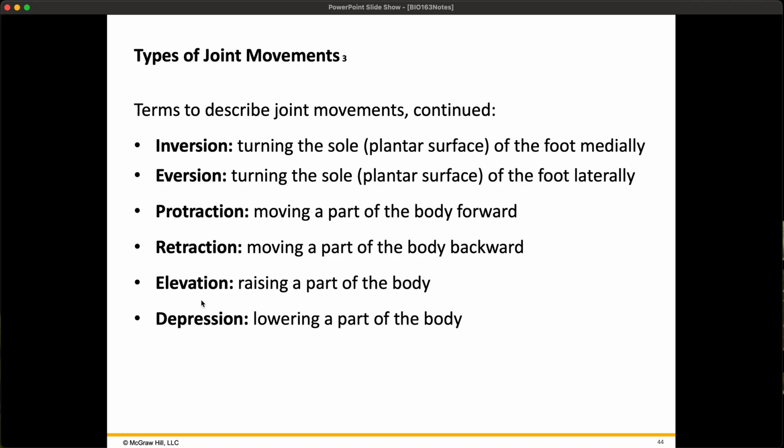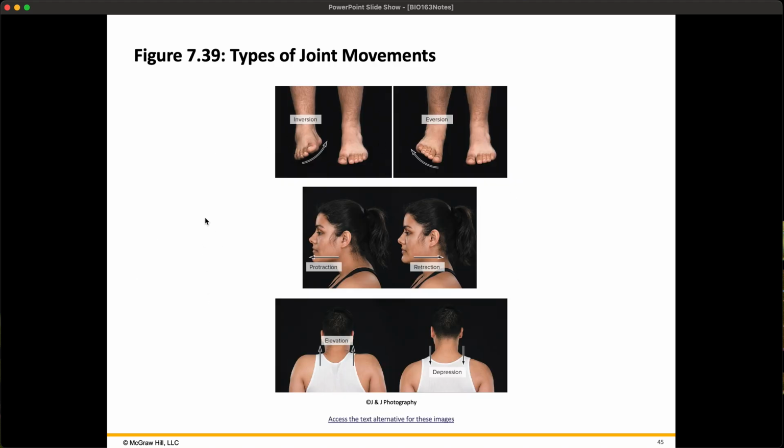Same thing with elevation and depression. You do see that you're doing elevation and depression. Elevation, closing your jaw, depression, opening your jaw. You do this with your shoulders as well. You can elevate, shrug your shoulders up, and then you can depress, pull your shoulders down. Here are those being depicted.